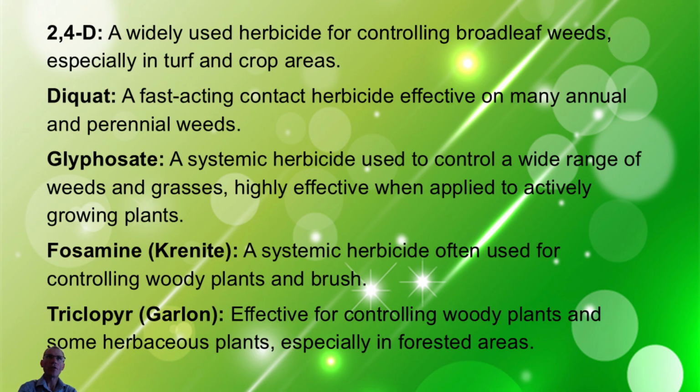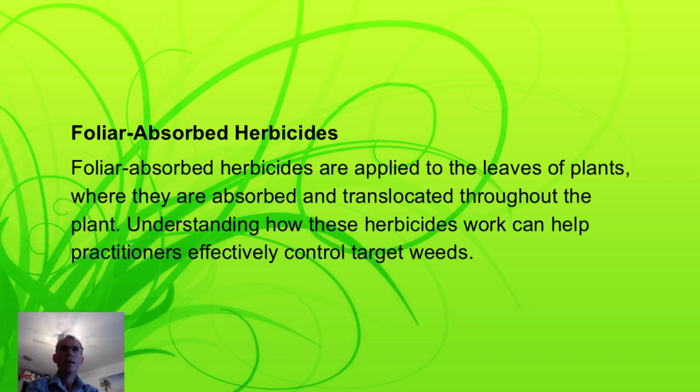2,4-D, a widely used herbicide for controlling broadleaf weeds, especially in turf and crop areas. Diquat, a fast-acting contact herbicide effective on many annual and perennial weeds. Glyphosate, a systemic herbicide used to control a wide range of weeds and grasses, highly effective when applied to actively growing plants. Fosamine (Krenite), a systemic herbicide often used for controlling woody plants and brush, and triclopyr (Garlon), effective for controlling woody plants and some herbaceous plants, especially in forested areas.